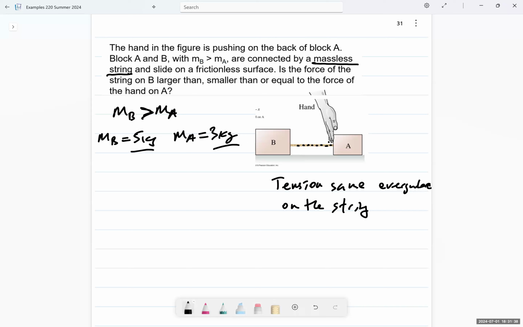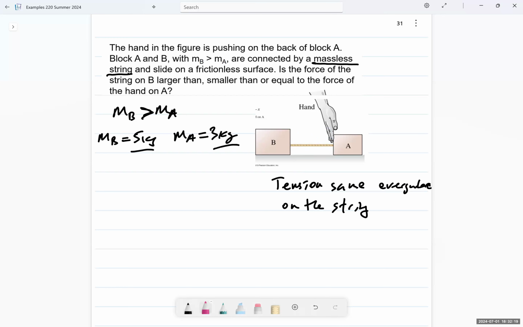So massless string means that whatever tension I have here, I can just say it is the tension in the entire string, and I can ignore different parts of the string. One thing to keep in mind is that if I look at B, the string exerts force in this direction. But if I look at A, the string exerts force in the opposite direction, because remember, the force or tension from the string always acts in the direction of the string. For B, the direction of the string is to the right, for A, the direction of the string is to the left. So we have to take that into account.